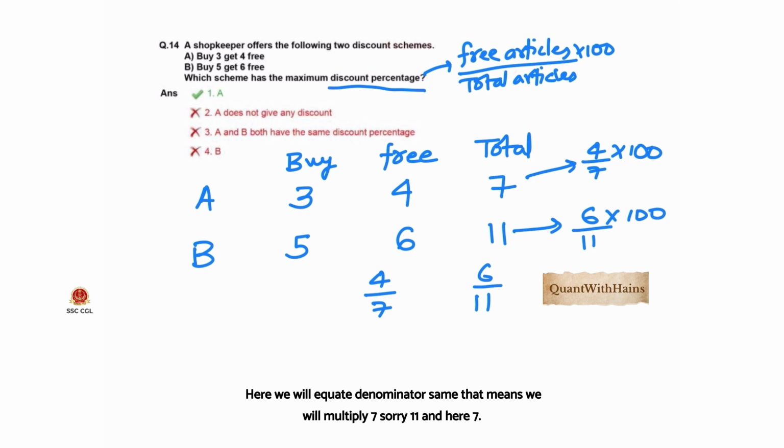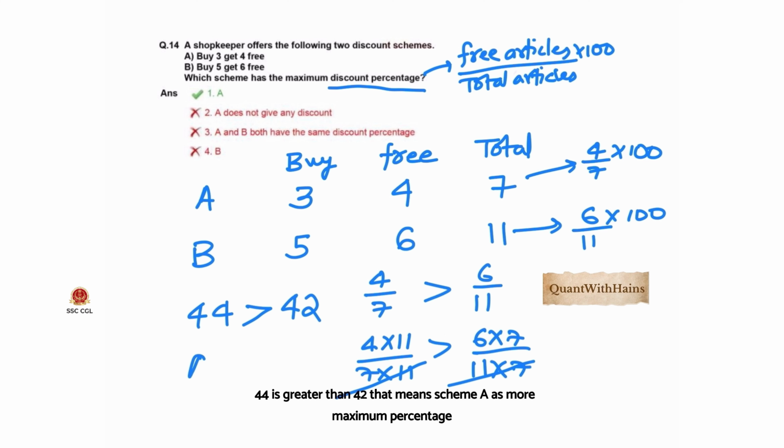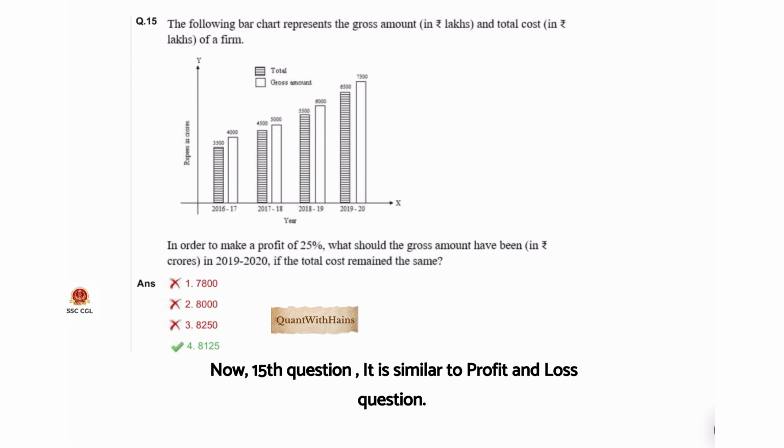Here we'll make the denominator the same, that means we'll multiply by 11 here and by 7 here. So we are getting the denominator the same. Now we are left with 44 and 6 7s are 42. Means 44 is greater than 42. That means scheme A has the maximum percentage discount. That is option 1. Now the 15th question is similar to a profit and loss question.